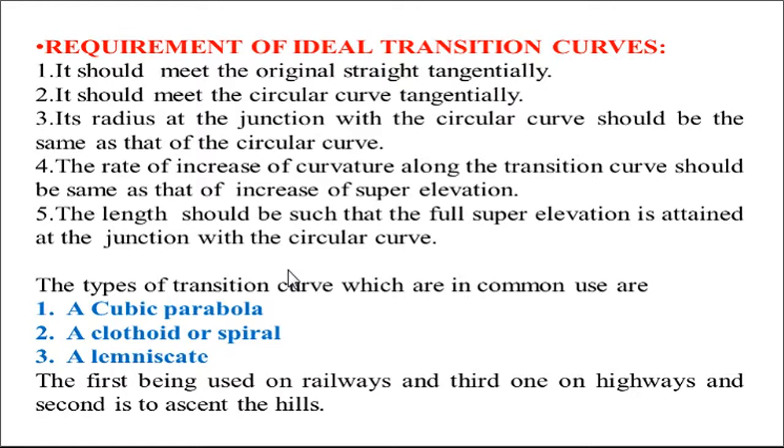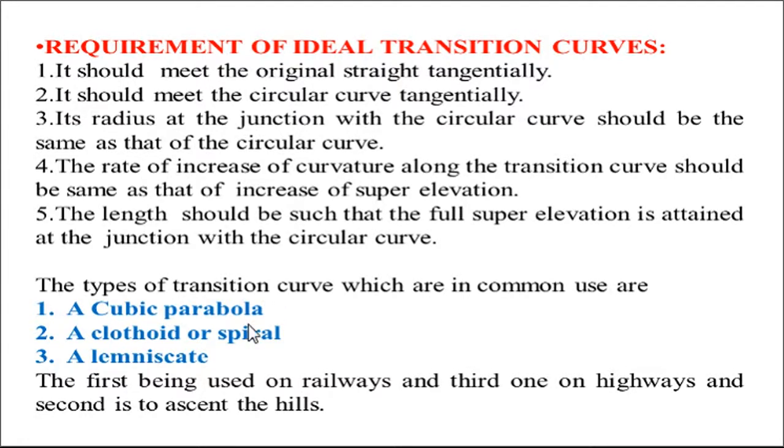Next, the different types of transition curve. The first type is called a cubic parabola. The second one is the cathoid, also called a spiral. The third one is the Lemniscate curve. These three curves we have previously studied in the introductory part of the curve chapter.